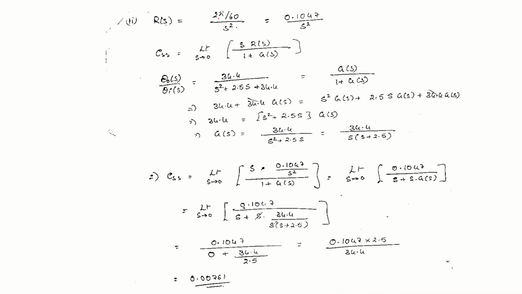R of s is 1 revolution per minute, 2 pi radians per 60. So you will get this one. Steady state error is limit s tending to 0 of s R of s divided by 1 plus G of s. From here I am getting G of s. Now substituting s equal to 0, you will get the steady state error here.